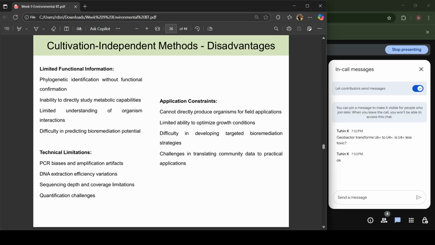We can only go for culture dependent methods to prepare an inoculum for reactors, and we have limited ability to optimize the growth conditions. Only in a laboratory setup can we perform optimization experiments, and we will have difficulty in developing targeted bioremediation strategies, where we use only a single organism, like we only go for a Geobacter that can do this uranium reduction or biotransformation. And we also have the challenge of translating the community data to practical application.